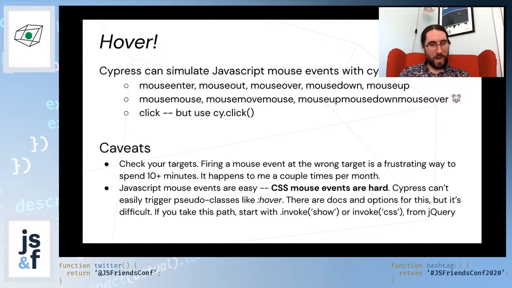But I think it would actually be a lot easier, if you're going down this path, to just use invoke show or invoke CSS. There's also commands where the value here is the jQuery function name, and then it takes the arguments that the jQuery function would take. That's how invoke works from Cypress. Use that if you can, or see if you can avoid hover, because that's kind of tricky.